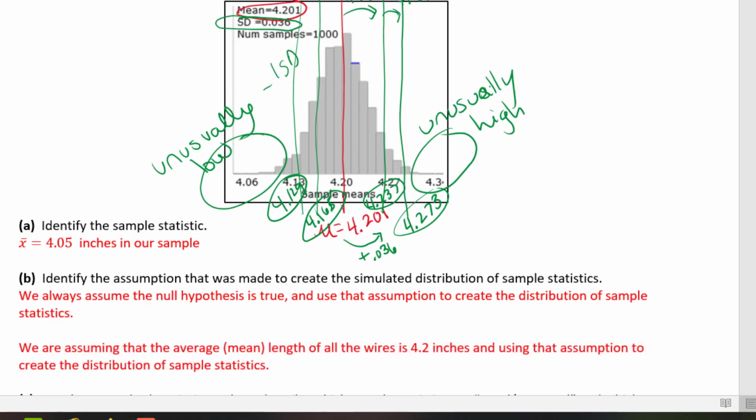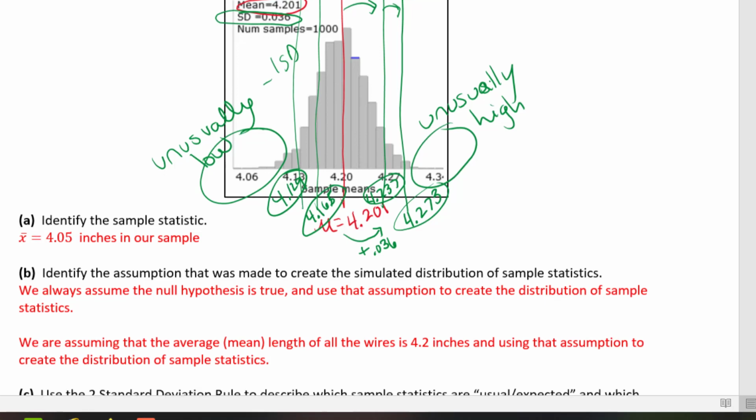Based on that assumption, we would get sample statistics that have this normally shaped distribution to them, with many sample statistics near 4.2 inches, some higher, some lower. Very few sample statistics would be unusually higher than 4.2 inches, and very few would be unusually lower than 4.2 inches. That's what we're seeing in that distribution.